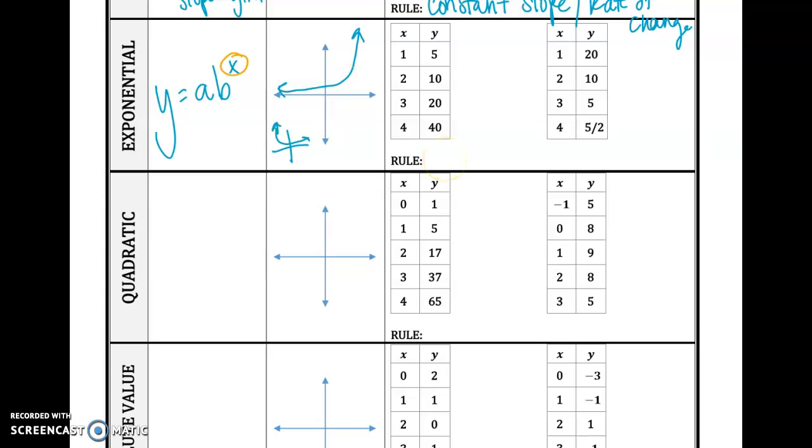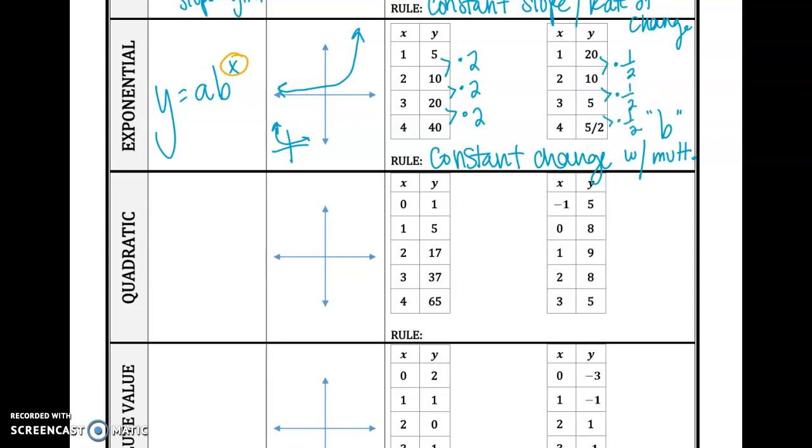The rule, you're looking for a constant change with multiplication. Okay, this is your b value that is changing. So 5 to 10 is times 2, 10 to 20 is times 2, 20 to 40 is times 2. Now I know you're tempted to divide by 2 here, but you can only use multiplication, so this is all times 1/2. So if you're multiplying, that's an exponential function.